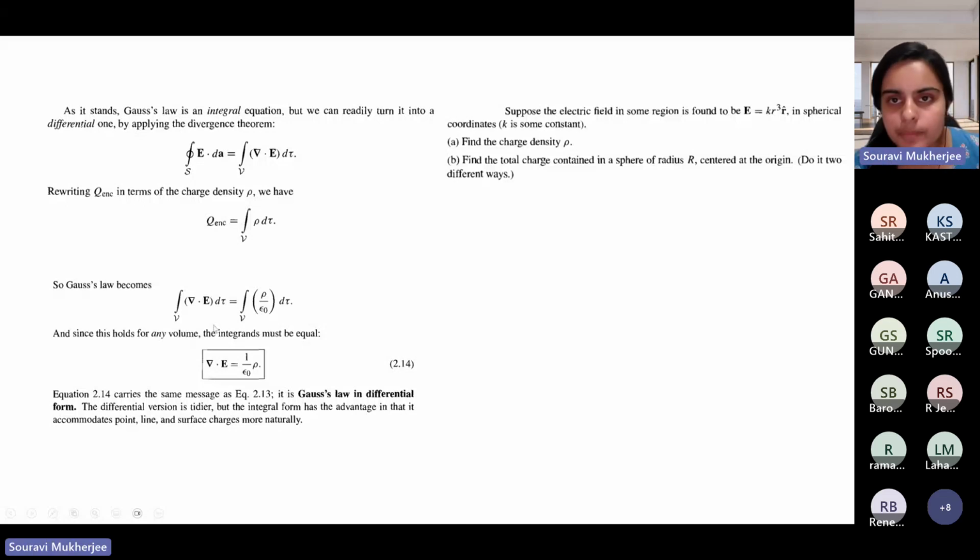Now, suppose this is a question which makes use of this law. Suppose the electric field in some region is found to be E equal to k r cubed r cap, in spherical coordinates, where k is some constant. Now you have to find the charge density rho. So how do you do that? Can you tell me what the expression for the charge density will be and which formula to use? Anybody?